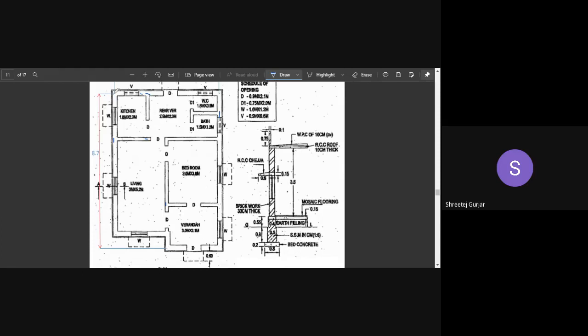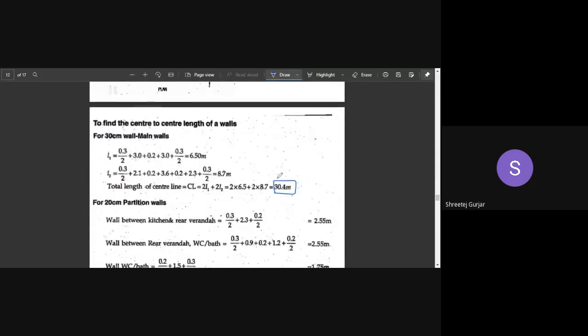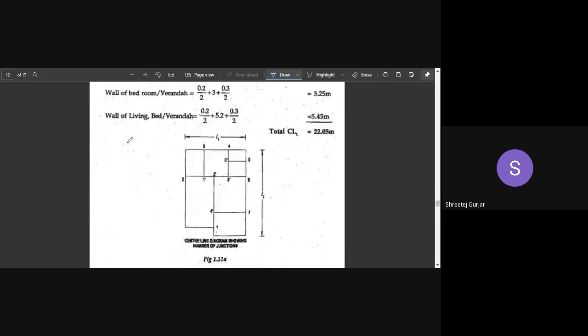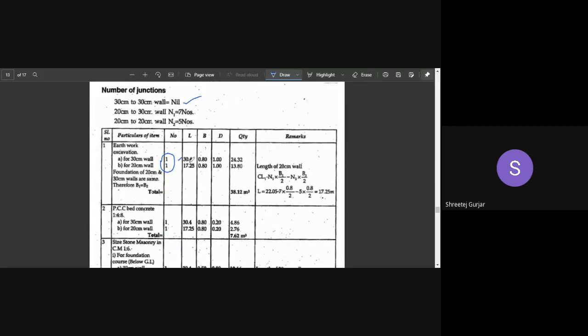Because it is a running periphery and not getting internal, and there are no internal 30 centimeter walls, all of them are partition walls of 20 centimeter, we need not deduct any junctions or any width from the center line length. So 30.4 is my total center line length of my 30 centimeter wall, and that is what we will substitute here. The width of my excavation is 0.8.